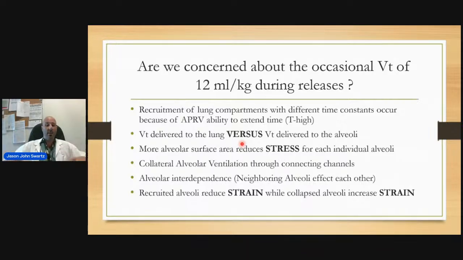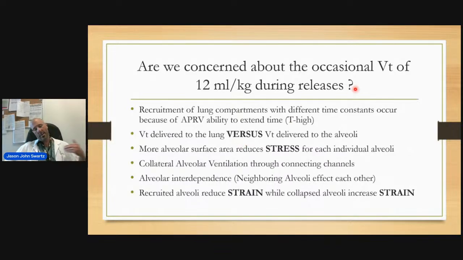And then within the ones that are taking part in the work, there are also varying time constants. There are differences in how quickly they'll open up. So some of the most compliant areas and healthy areas will likely get more than 12. They might get 14 to 16. So starting to think about stress and strain in protective lung ventilation is very important. More alveolar surface area reduces the stress of each individual alveolus.